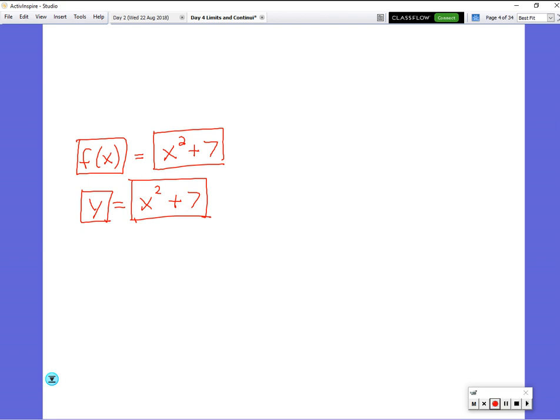So as Cass is saying, I can rearrange this and say, let's see, y minus 7 is equal to x squared. Therefore, the square root, plus or minus, of y minus 7 would have to equal x. So the sides don't matter at all. It's about what the equal sign is telling you.